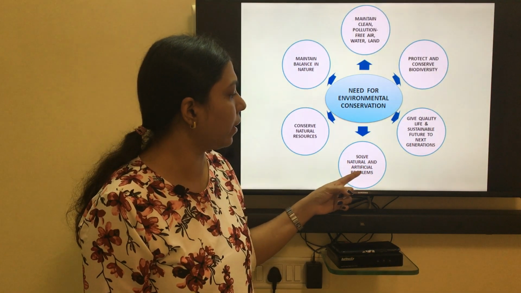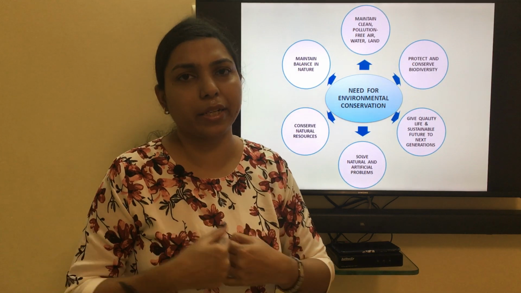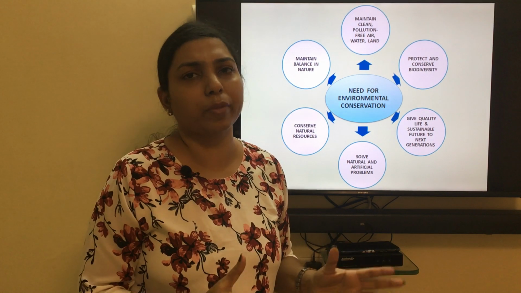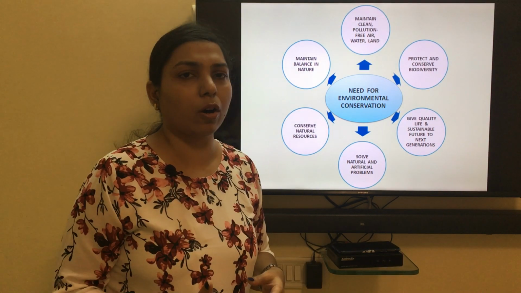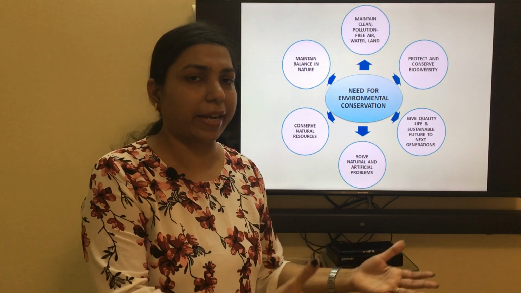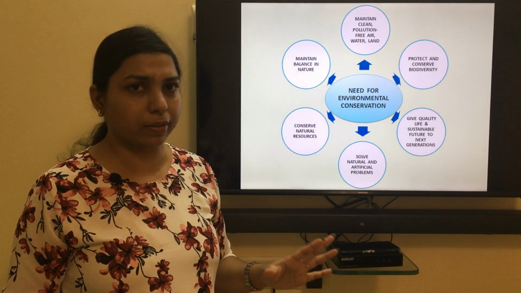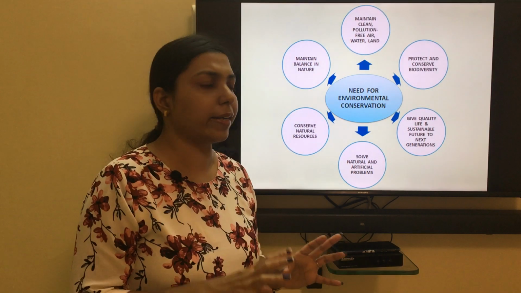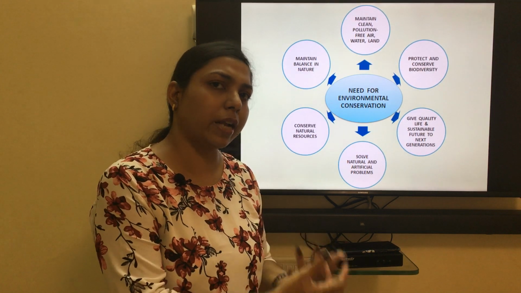Solve natural and artificial problems. Okay, so natural things are not something that we can control. It happens and it is bound to happen. We cannot stop that, okay? But we have generated enough amount of technology due to which we can understand that, okay, earthquakes might happen. We can understand that storms can take place. So we can take care of things when we know that something is going to happen naturally, okay? So in that way, we can solve any problems related to natural factors.